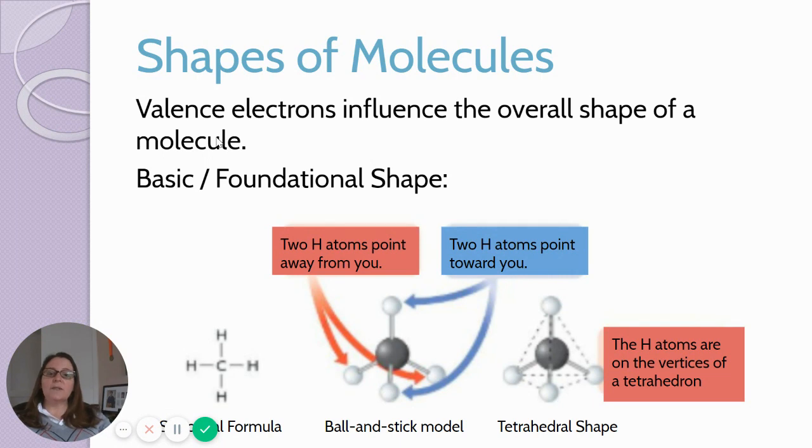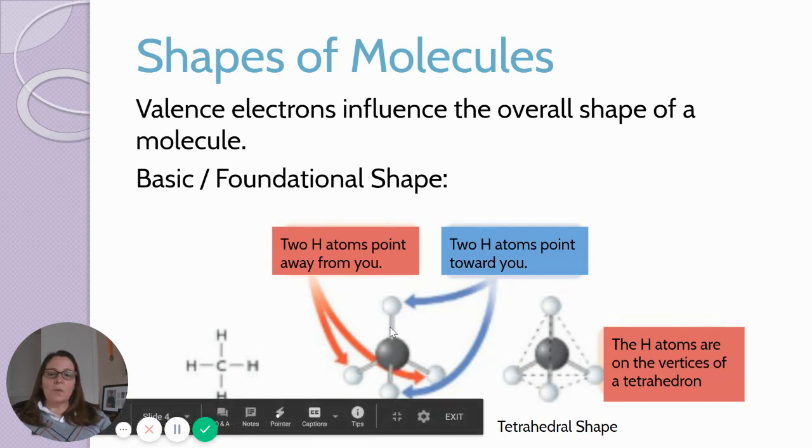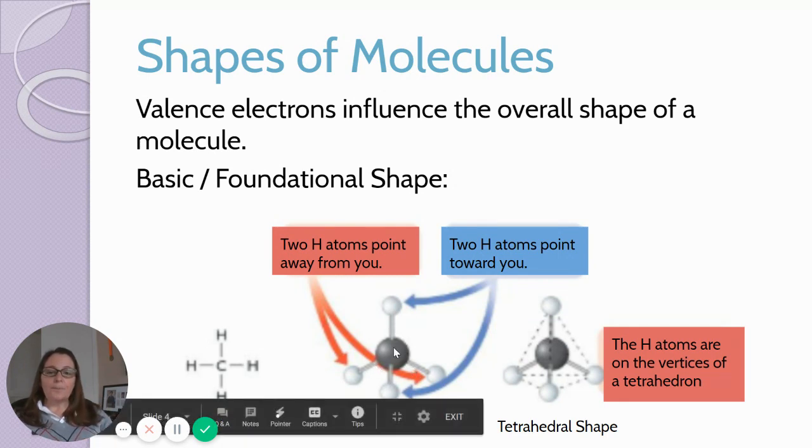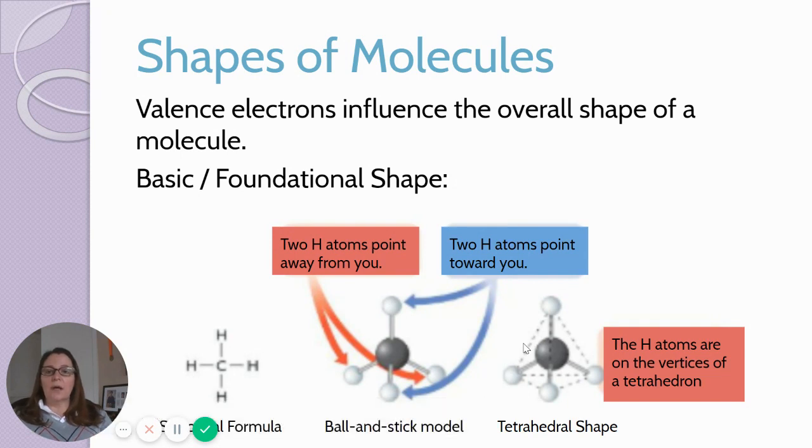This whole lesson has to do with an introduction to the shapes of molecules. It's really the valence electrons that influence the overall shape of a molecule, because those valence electrons are the ones involved in bonding. We often look at carbon atoms because carbon has 4 valence electrons, which means it has the place to make 4 bonds. And this tetrahedron shape is kind of the basis of all of the shapes that we have. It's the foundational shape.